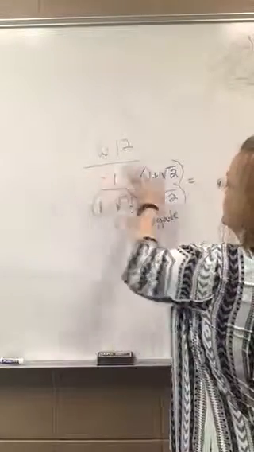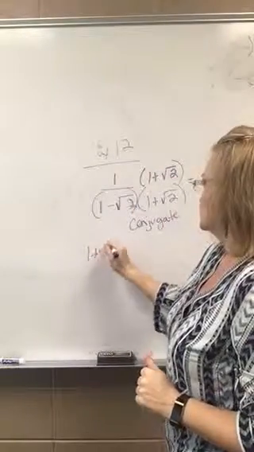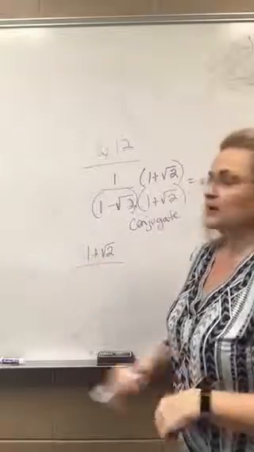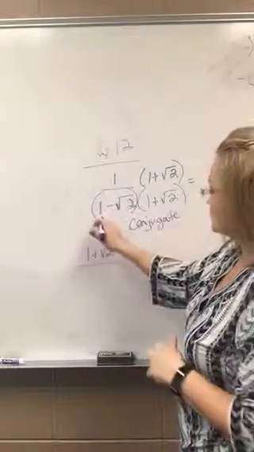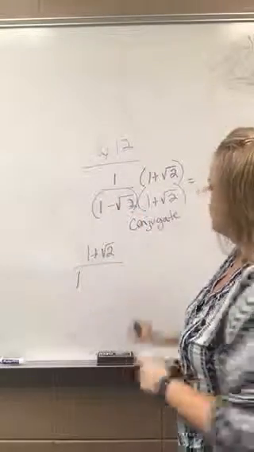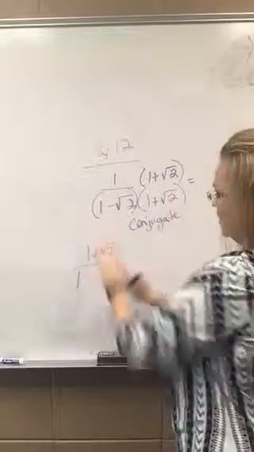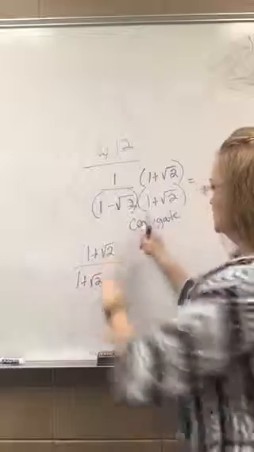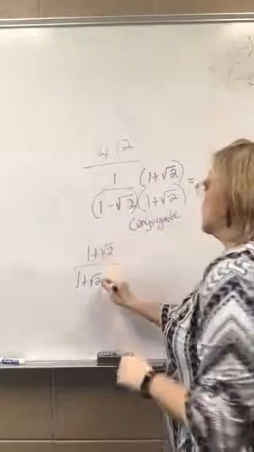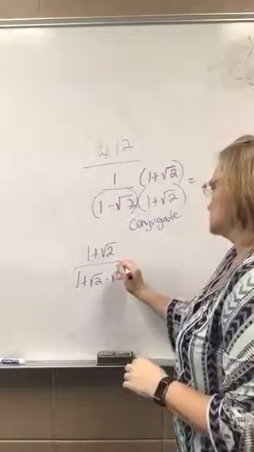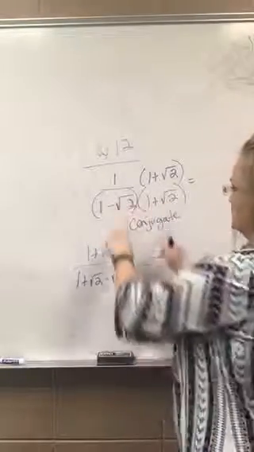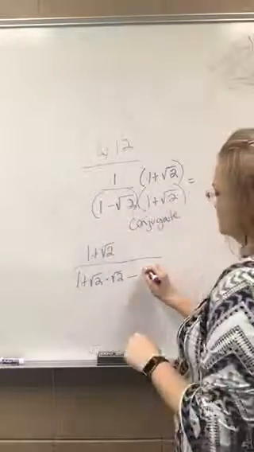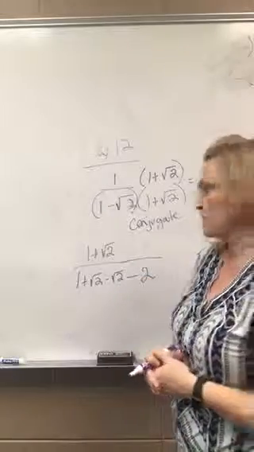So in the numerator, 1 times that will just make the 1 plus radical 2. And then in the denominator, we're going to FOIL that. First is 1. The outer is 1 radical 2. The inner is negative 1 radical 2. Those will cancel. And the last times last, the signs are different, is negative. Radical 2 times radical 2 is just regular 2 brought out.